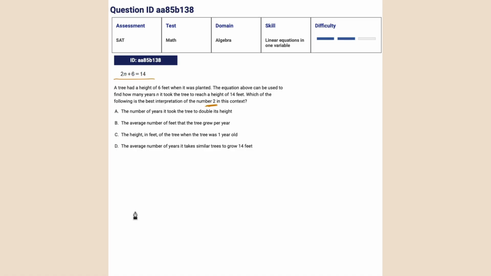Okay, let's start solving this question now. They're asking us what 2 means in this equation, 2n plus 6 equals 14. Before we do that, let's see what the other parts actually mean here. The first sentence says a tree had a height of 6 feet when it was planted. So this is the height of the tree when it was 0 years old. I could write it as H0. It's not growing yet. It's the height it was when it was first planted.